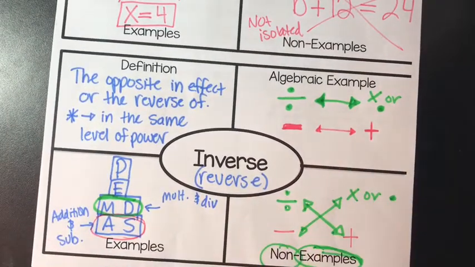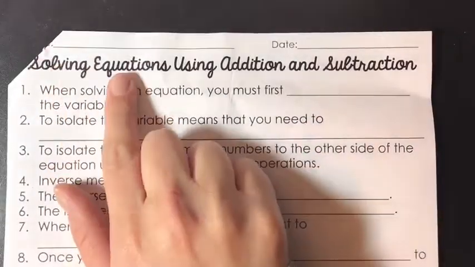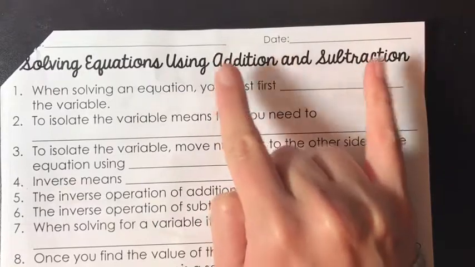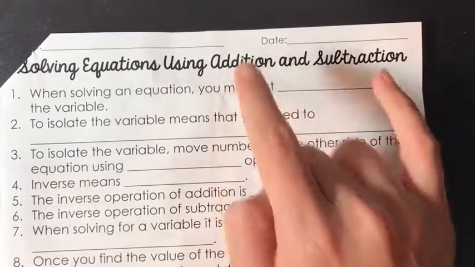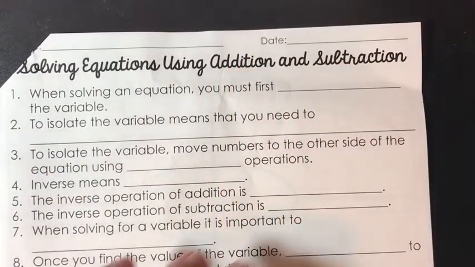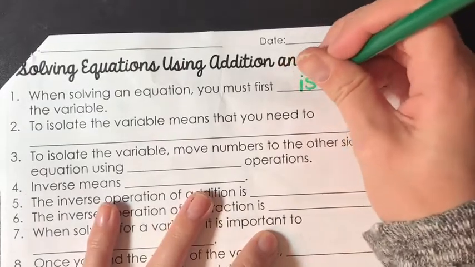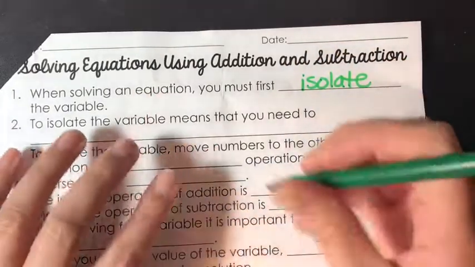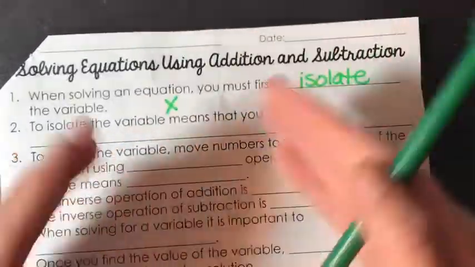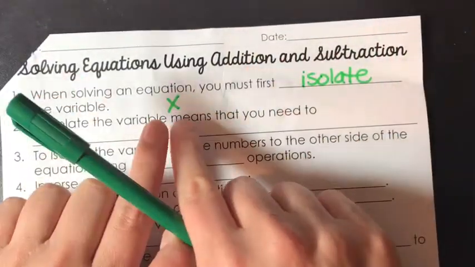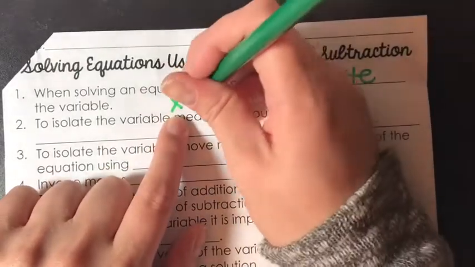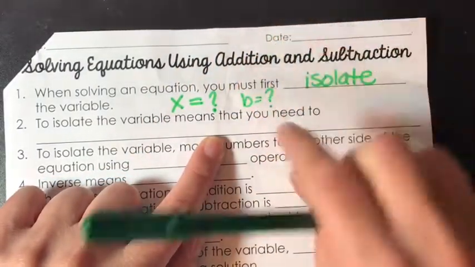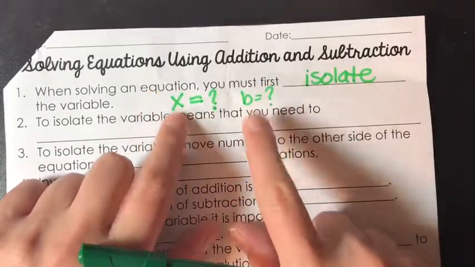All right, you are ready to move on. Moving on with solving equations using addition and subtraction, we're only going to worry about this lowest level of power, adding and subtracting. When solving an equation, you must first isolate the variable. It's kind of like you're cornering it. There's x in an equation and you want to corner and say, hey guy, what are you? What's in the x box? You want x equals something or b equals something. It has to be isolated by itself.